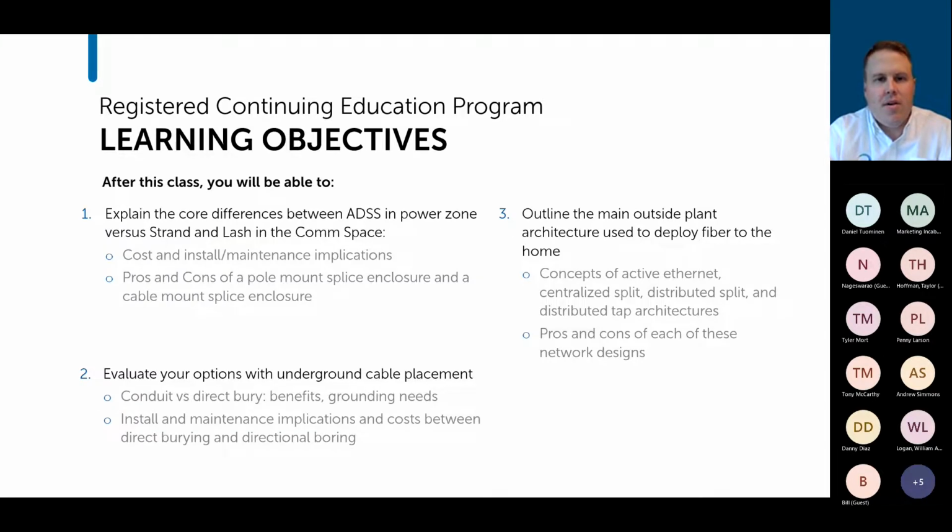So again, just a brief overview: a look at ADSS in the power zone versus strand and lash, conduit versus direct bury, and what's the cost difference there? And then lastly, we're going to look at a few different ways to deploy fiber to the home, whether it's an active Ethernet approach or the GPON approach. And then we'll look at some of the pros and cons of each one of these and how it relates to your specific build.